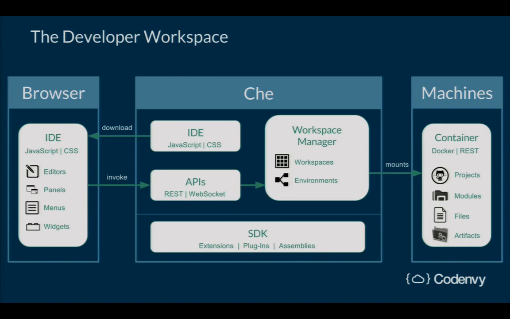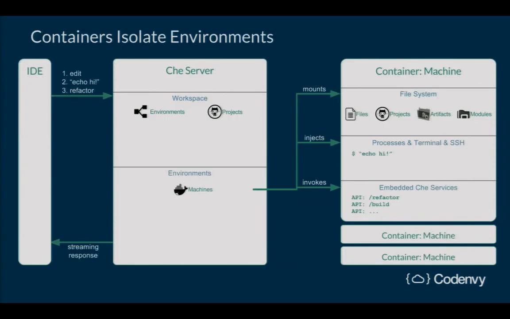Now, there's actually a little bit more going on with it. Inside that machine, there are actually three things that can go on. You have the mounting of the projects, and you saw that we were able to go in there and modify them directly. You can SSH into it or inject a process. In the Docker syntax, this is called a Docker exec. You can take a process and execute it here, and this process has access to the file systems or to embedded Che services.